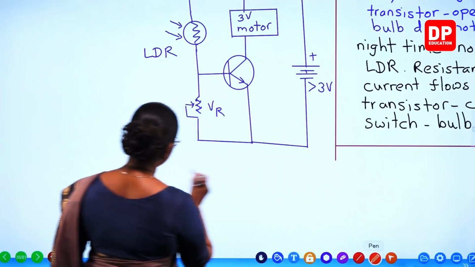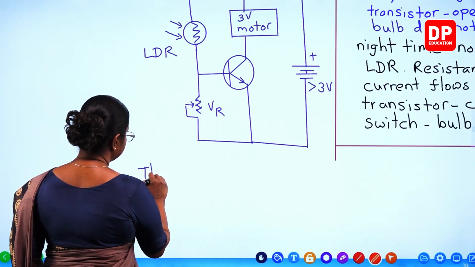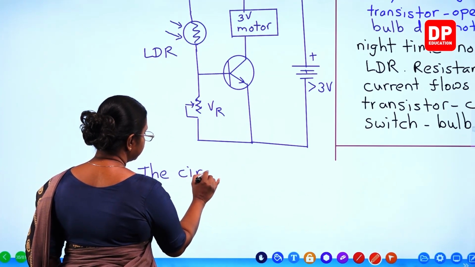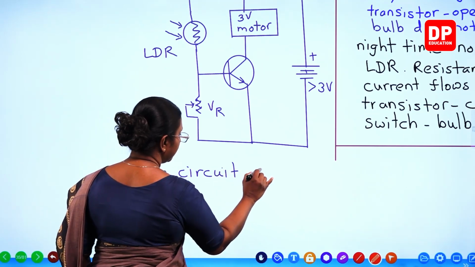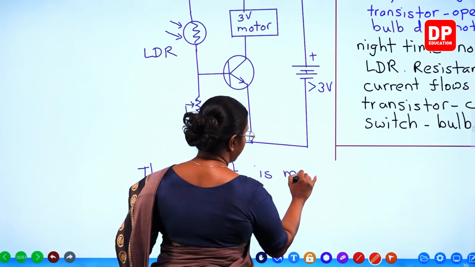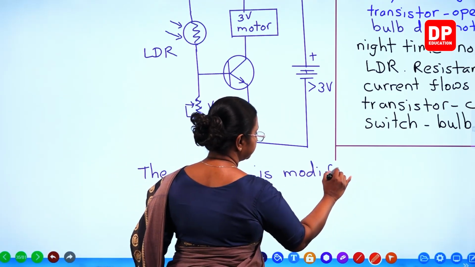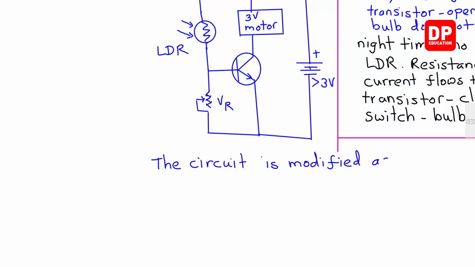So here we can say the circuit is modified as shown above. We will label the shown above. So you all know this is the modified circuit.